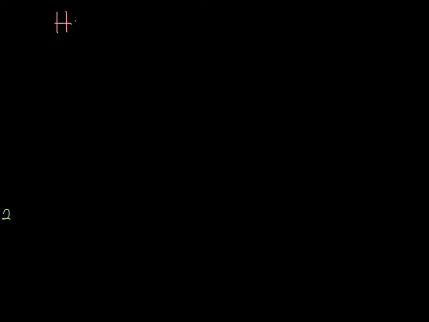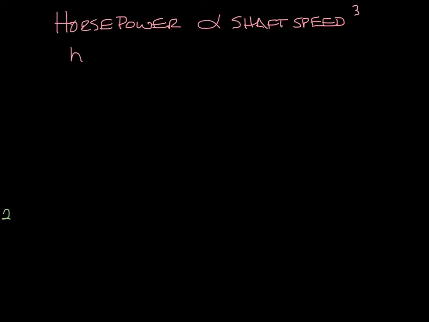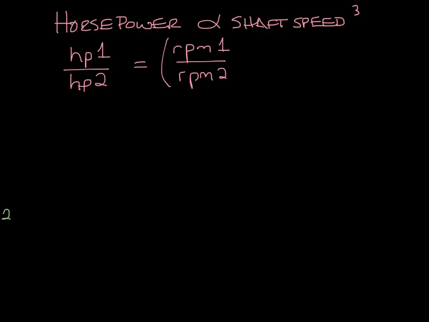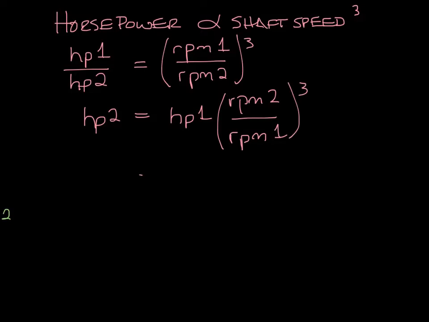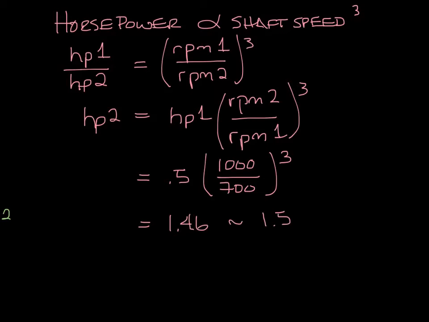The third law states that the horsepower varies by the cube of the RPM. So this equation looks like this. Horsepower 1 over horsepower 2 equals RPM 1 over RPM 2 cubed. So now again we can solve for horsepower 2, and we can find out what happens when our RPM changes. So let's say we have a half horsepower here. We'll use 1000 and 700 again. That comes out to 1.46, or approximately 1.5 horsepower. So increasing your RPM from 700 to 1000 increased your horsepower from 0.5 to 1.5.